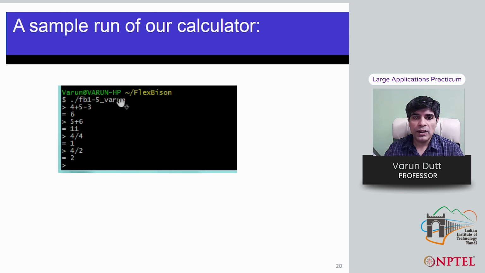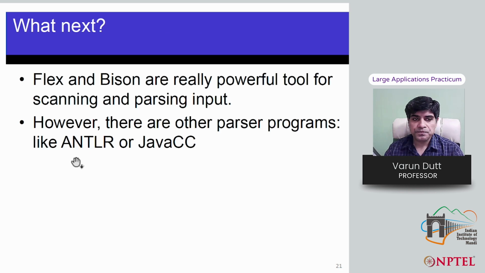So here is an example. We are already here and we have run this file, and you can see I'm writing an expression and it's giving me the answer correctly. 5 plus 6 is 11, 4 by 4 is 1, and 4 divided by 2 is 2. So this particular calculator works.